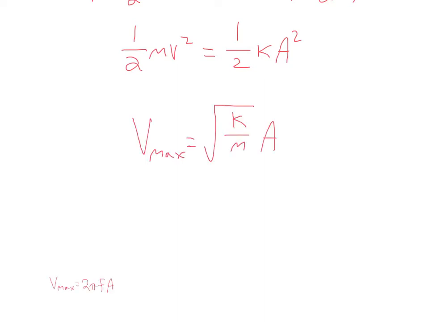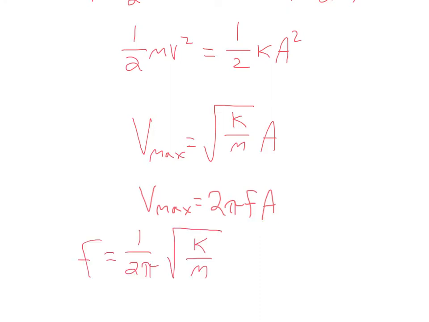And we see this relationship as the maximum velocity is equal to the square root of the spring constant over the mass times the amplitude. Now earlier we saw that in an oscillator the maximum velocity is equal to 2 pi frequency times the amplitude. Setting these two equal to one another and solving for the frequency, we're going to get 1 over 2 pi times the square root of the spring constant divided by the mass.